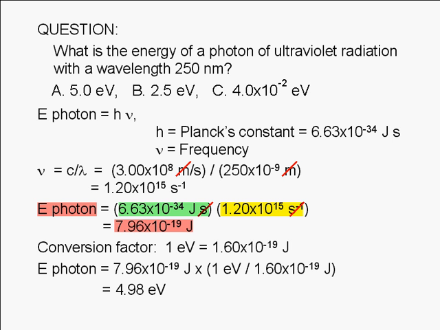Photon energies tend to be small numbers like this. It is more convenient to express it in a smaller unit. The most commonly used unit is electron volts. 1 electron volt is equivalent to 1.60 times 10 to the negative 19 joules.